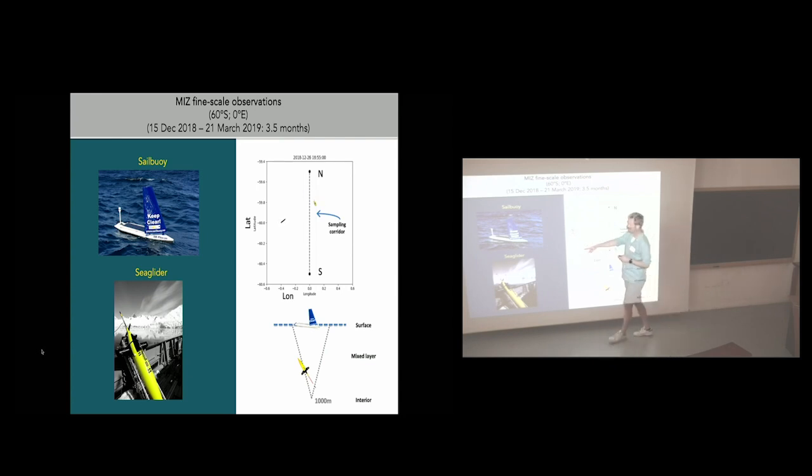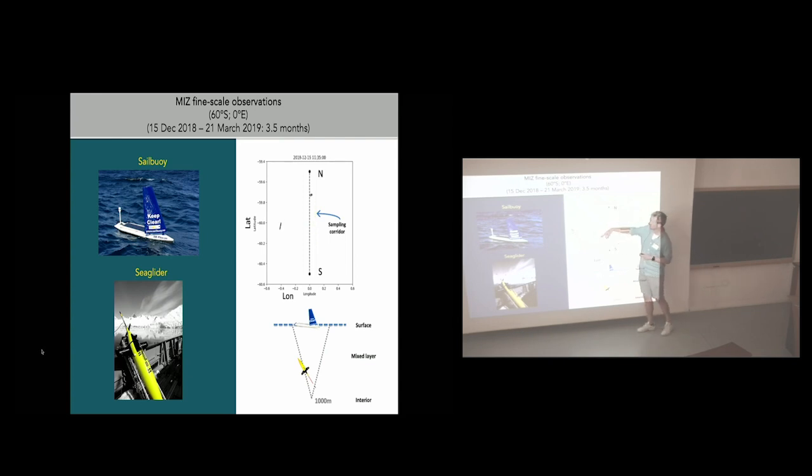And then we put gliders, like the Seaglider, underneath these USVs so that we provide this coupled view of the surface boundary layer, like Sarah was talking about this morning, the air-sea fluxes, the surface properties, and the subsurface, towards the interior of the ocean, all simultaneously. Here's the Sailbuoy doing its thing.